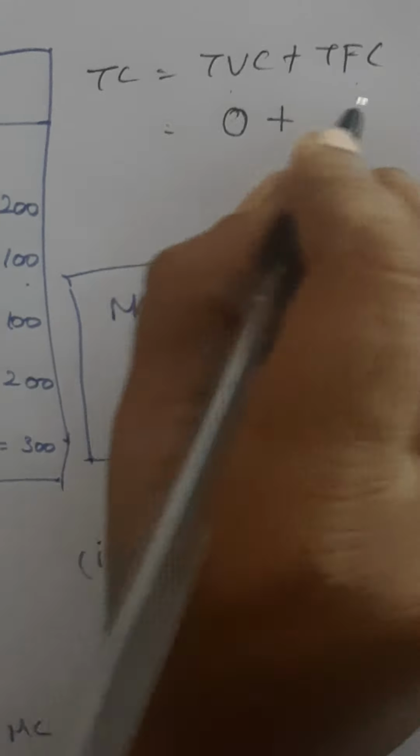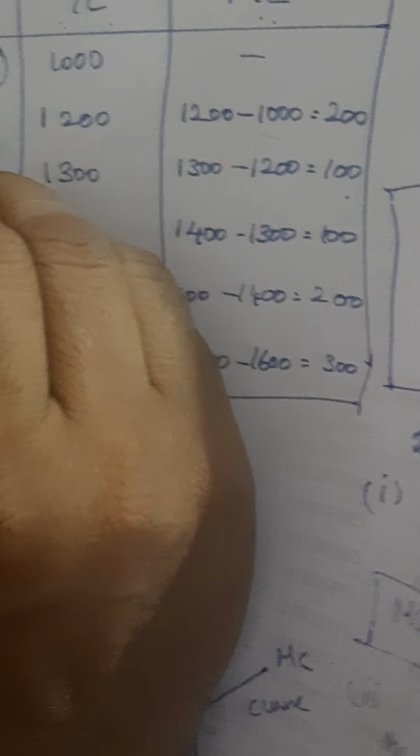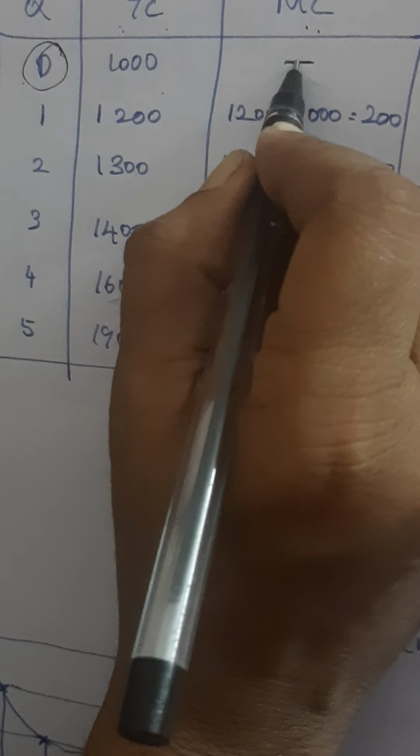When the quantity is 0, then TVC will also be 0, and TFC will be the fixed one. Already I said that one is fixed. Fixed cost only, we are assuming as 1000 rupees, okay. So if we assume 1000, what will the total cost be? 0 plus 1000, okay. So I have given it here as TC, total cost. TC means total cost, MC means marginal cost. Here when the quantity is 0, the total cost is 1000. Then MC, nothing will be there, okay.